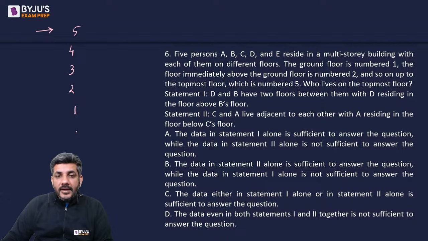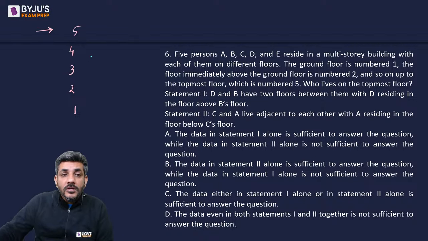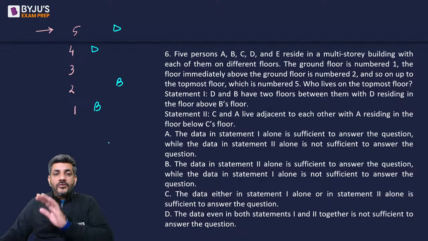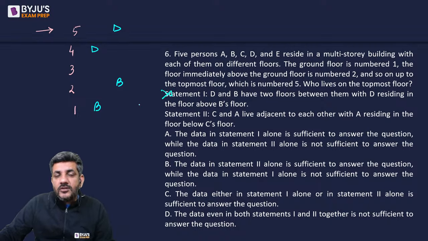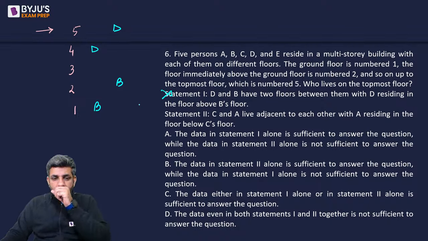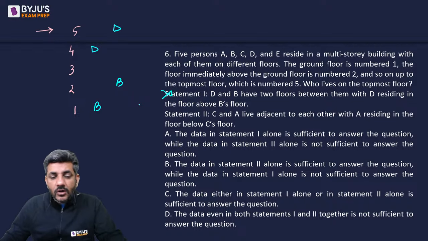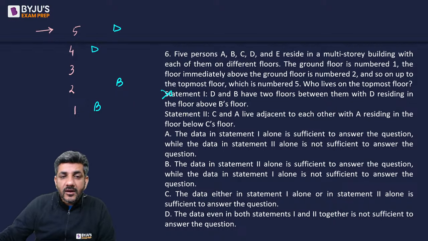Statement 1. D and B have two floors between them, with D residing on the floor above B's floor. So D and B have two floors between them. D might be here, B might be here. There are two floors between them. D might be here, B might be here. So the first statement is not sufficient to answer the question. Let's talk about the second now.